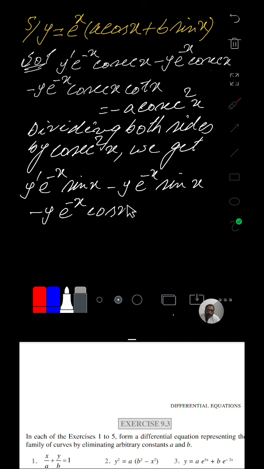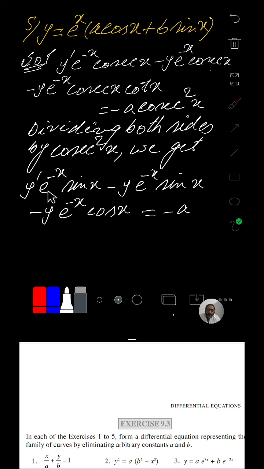Here we have cos x, because if we divide cosec x by cosec square x, we get sin x, as in the first and the second term we have done sin x, and then we may write cot x as cos x on sin x. So sin x in the numerator and denominator will be cancelled, and we get only cos x. So y e raised to power minus x cos x, and on the right hand side only minus a is left.